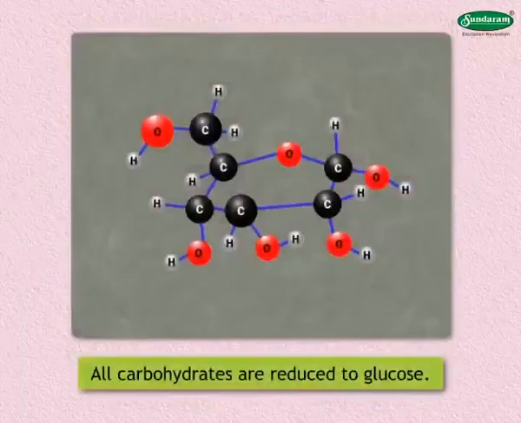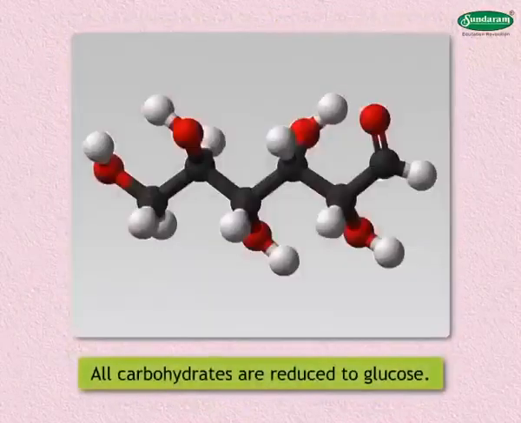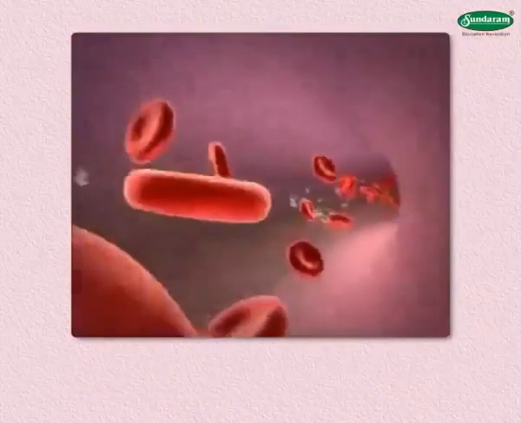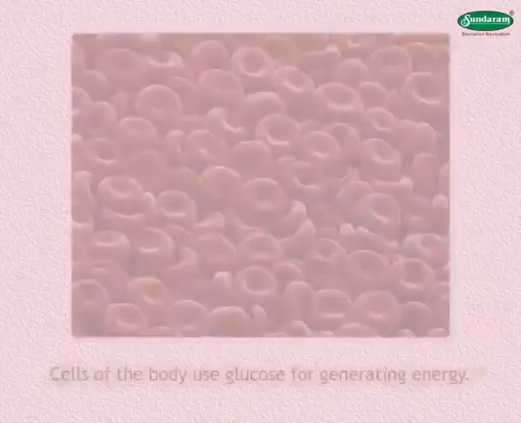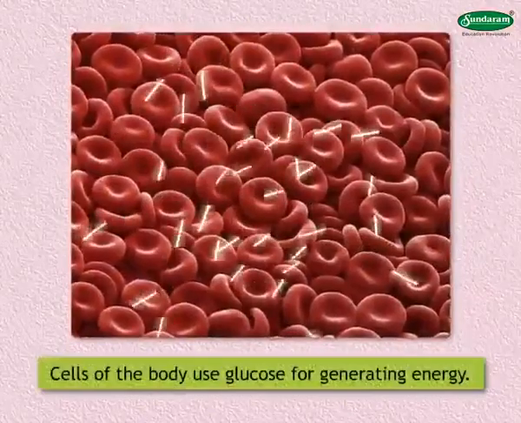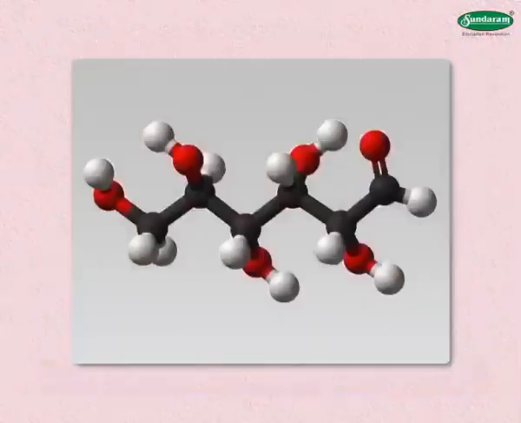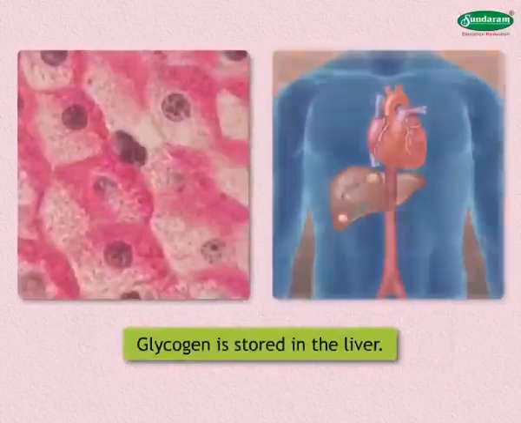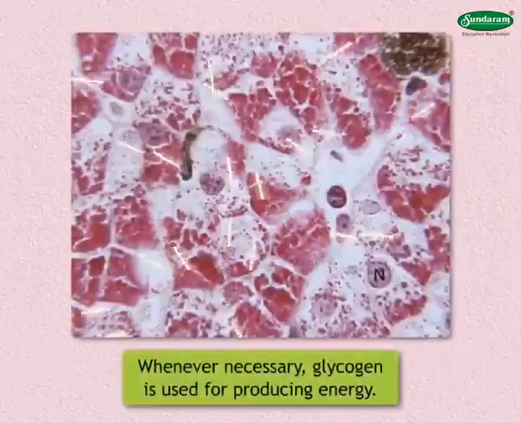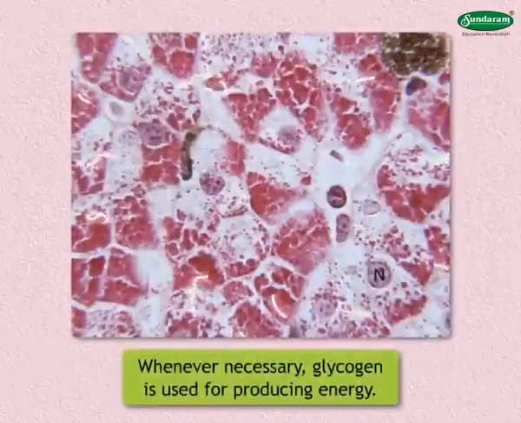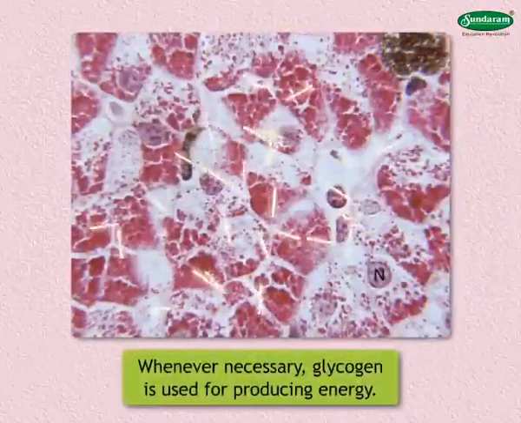All carbohydrates are reduced to glucose during digestion, and glucose is supplied through the blood to all parts of the body. Cells of the body use this glucose for generating energy. Extra glucose is converted into glycogen and stored in the liver. Whenever necessary, glycogen is used for producing energy.